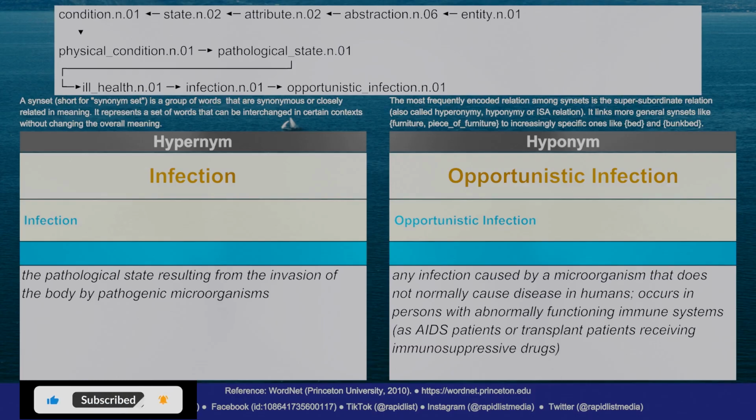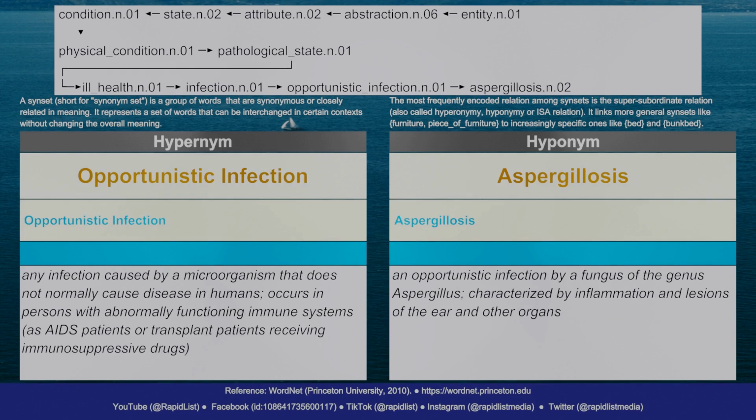Opportunistic infection. Any infection caused by a microorganism that does not normally cause disease in humans occurs in persons with abnormally functioning immune systems, as AIDS patients or transplant patients receiving immunosuppressive drugs. Aspergillosis. An opportunistic infection by a fungus of the genus Aspergillus, characterized by inflammation and lesions of the ear and other organs.